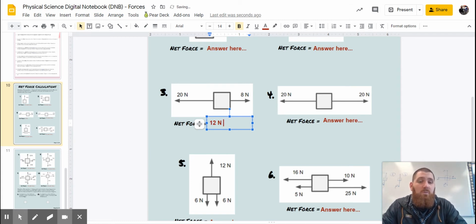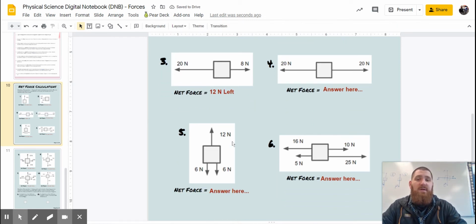That answer is also going to require direction because these are vector quantities. So 12 newtons, and then we're going to determine a direction. We're choosing the direction of the larger force. So the left had the larger force, so we're going to say left. So 12 newtons left would be our final answer there.